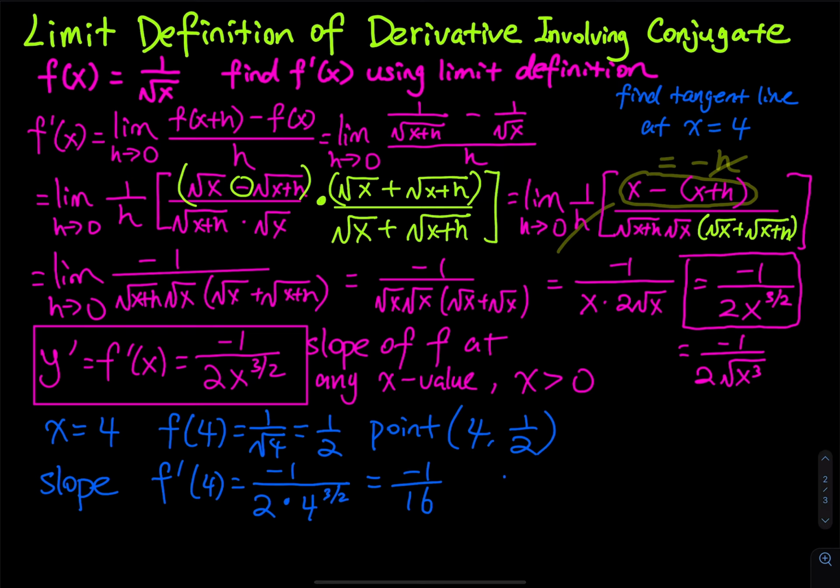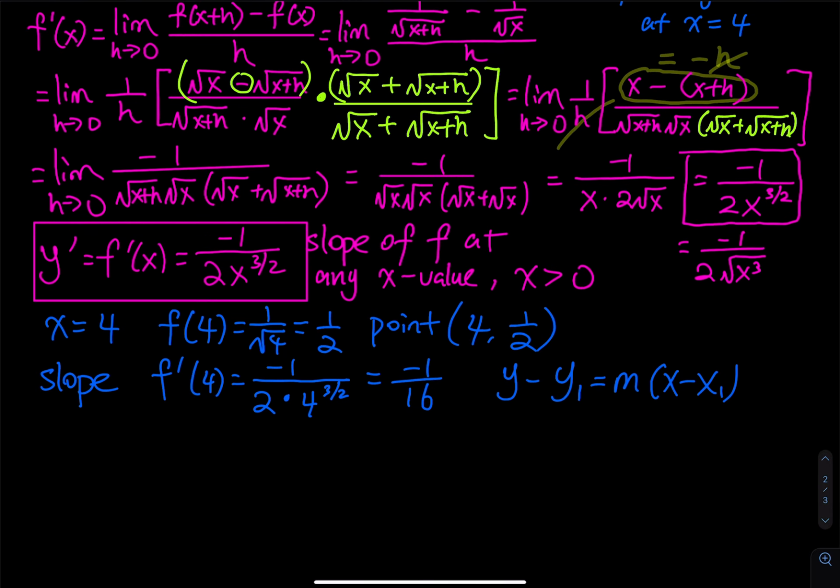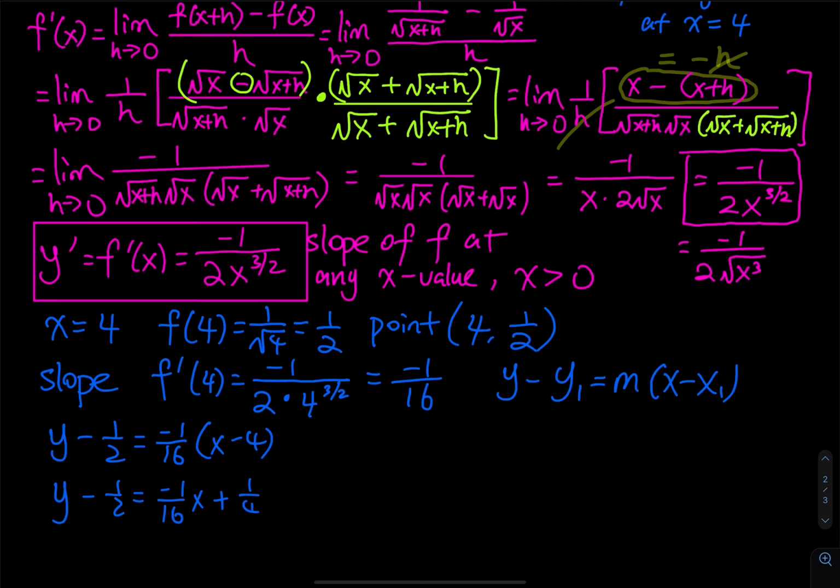You can use the point-slope form, y minus y1 equals slope times x minus x1. And then plug in: y minus 1/2 equals negative 1 over 16 times x minus 4, so y minus 1/2 equals negative 1 over 16 x plus 4 over 16, so that is 1 over 4. And then you add a half to it, so y equals negative 1 over 16 x plus 1 over 4 plus 1/2. The 1/2 is 2 over 4, so you have 3 over 4. So let me make this simple, just write 3 over 4.